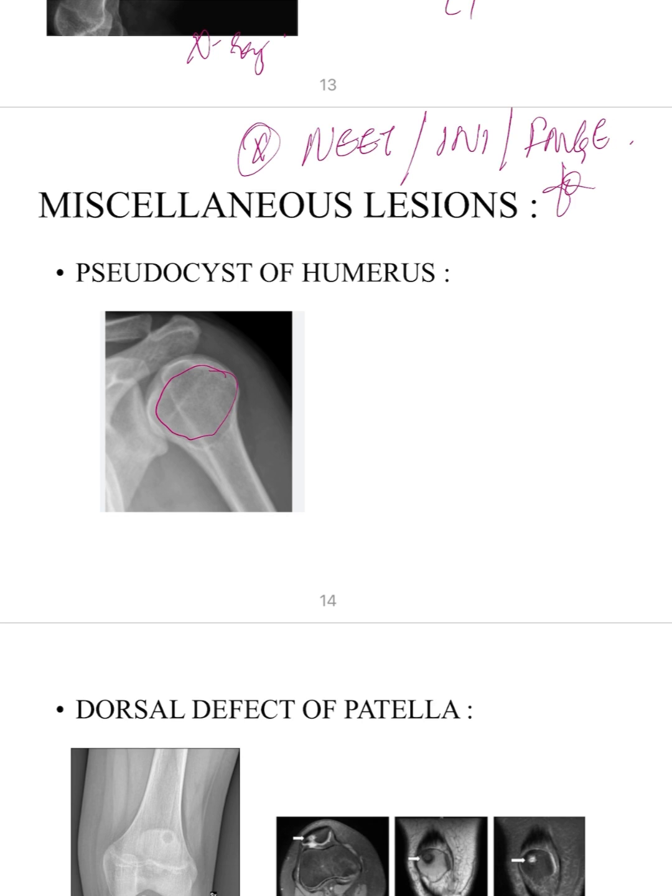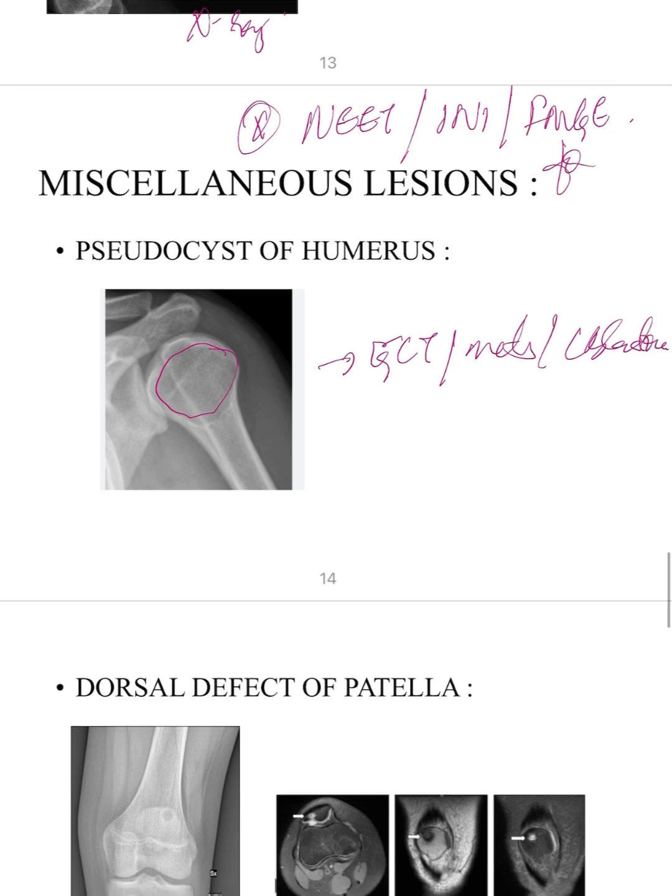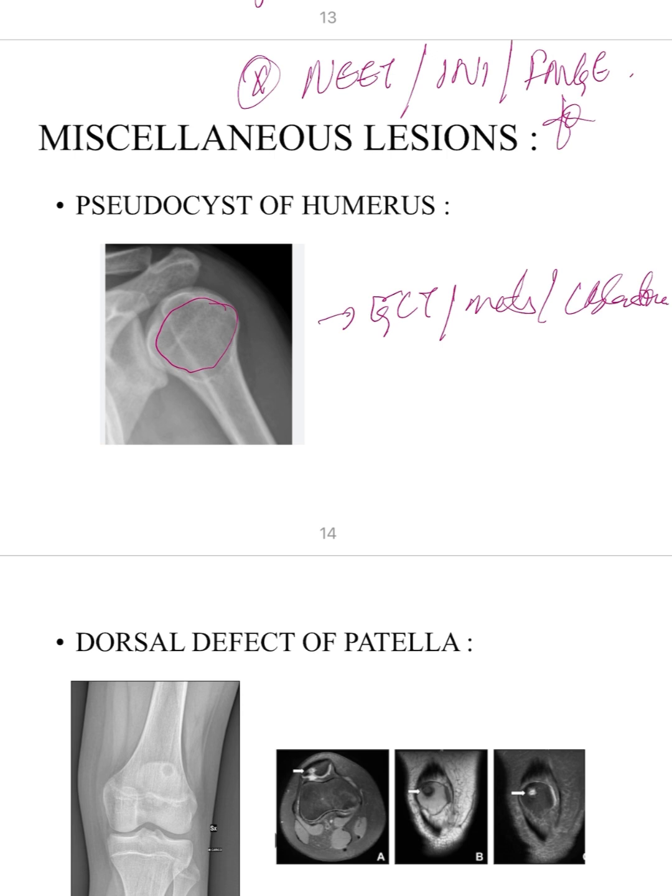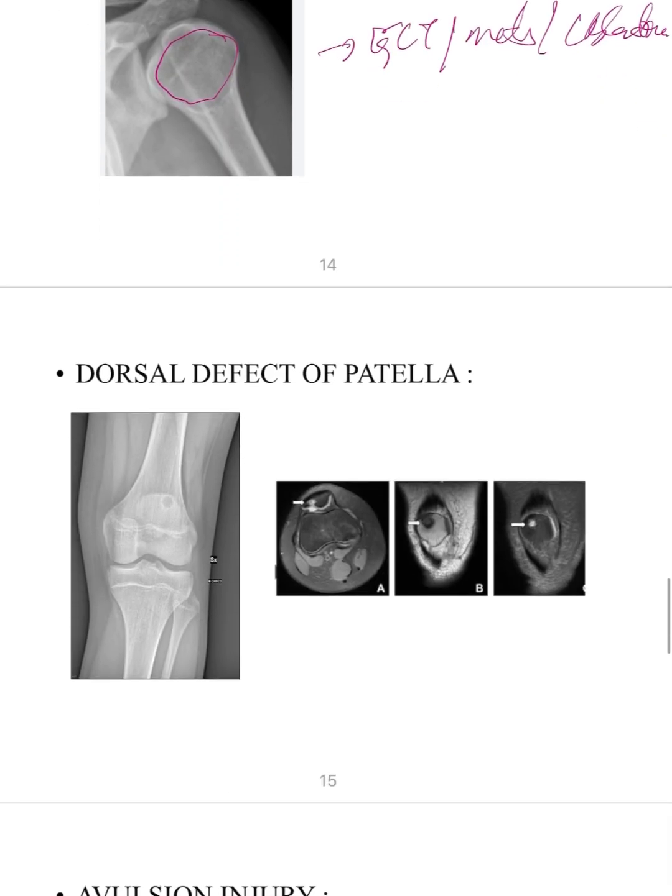Why is it important? It might be confused with GCT, METS or chondroblastoma. Other than that, it does not require biopsy or any additional findings. It is a benign condition. Other than that, I'll go to the next one, which is dorsal defect of patella, as you can see here.